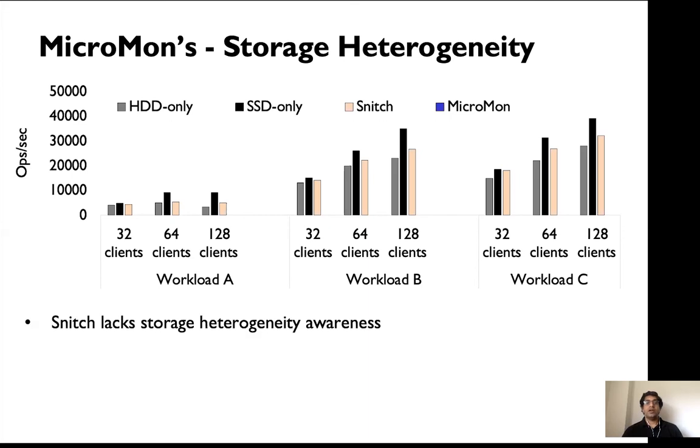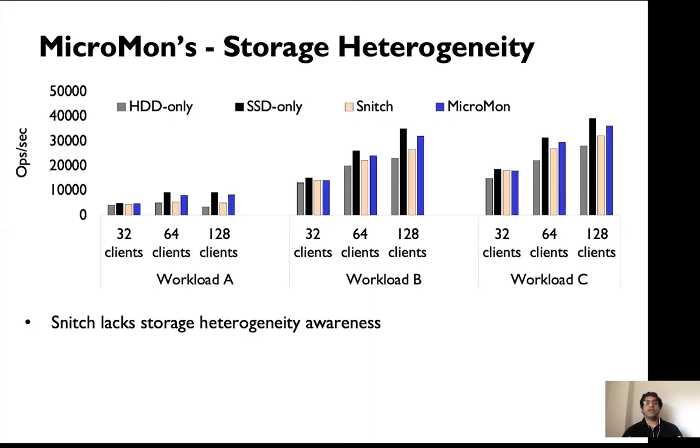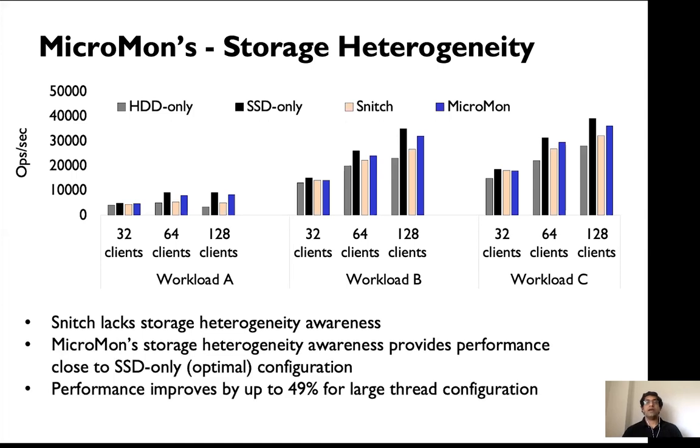In contrast, MicroMon, by ensuring that it considers not only network aspects but also storage aspects, is able to balance the requests in ways that achieve maximum performance. In fact, our results show that for an increasing number of client threads, the performance improves by up to 49%.